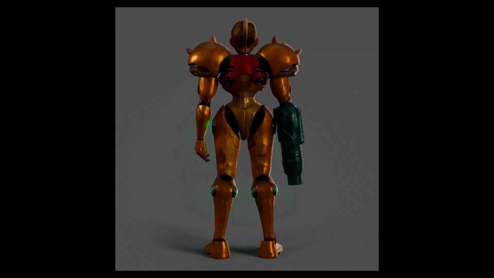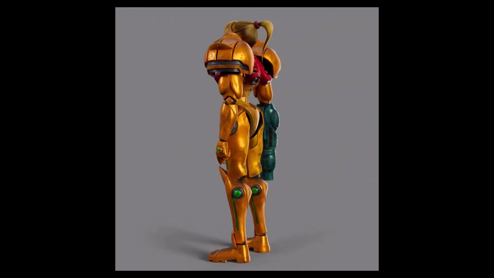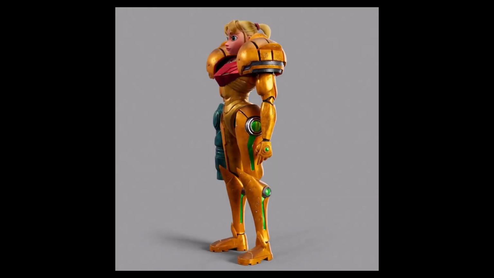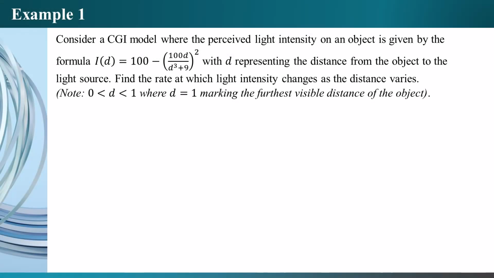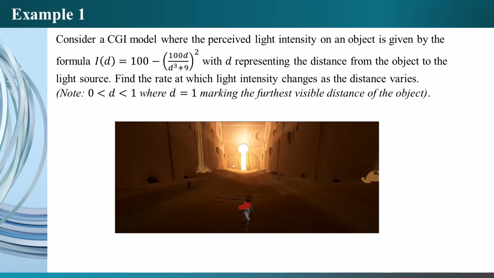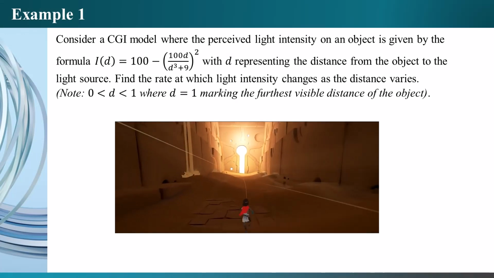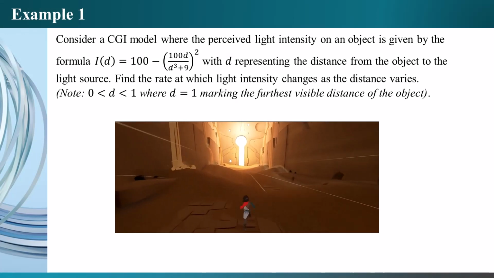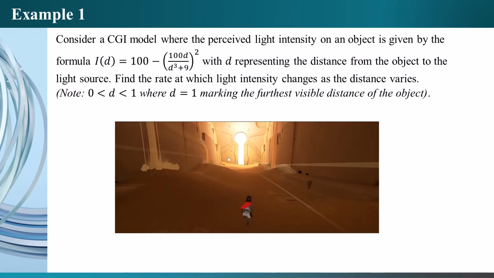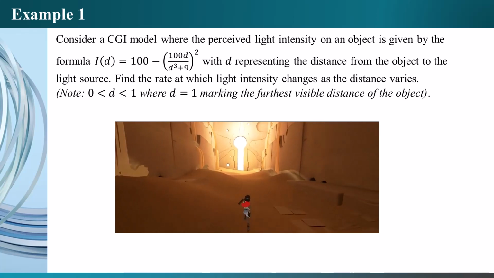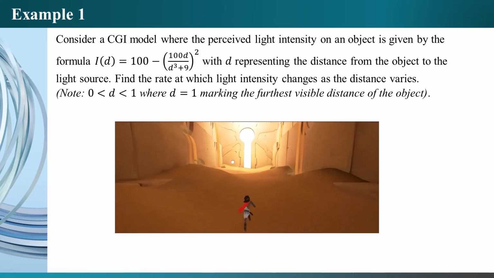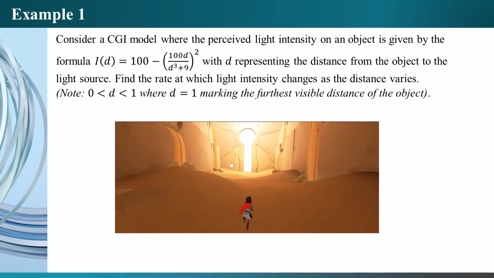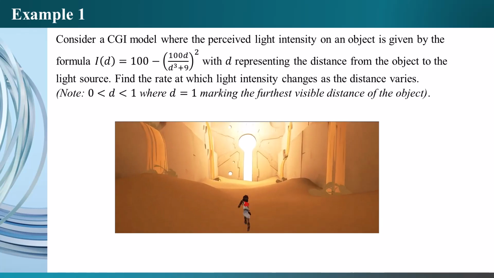One component of this simulation is the variation of perceived light intensity with changes in distance from the light source. Let's just jump right into an example. Consider a CGI model where the perceived light intensity on an object is given by the formula I of d equals 100 minus the quantity 100d over d cubed plus 9 squared. Here d represents the distance from the object to the light source. We want to find the rate at which the light intensity changes as the distance varies.